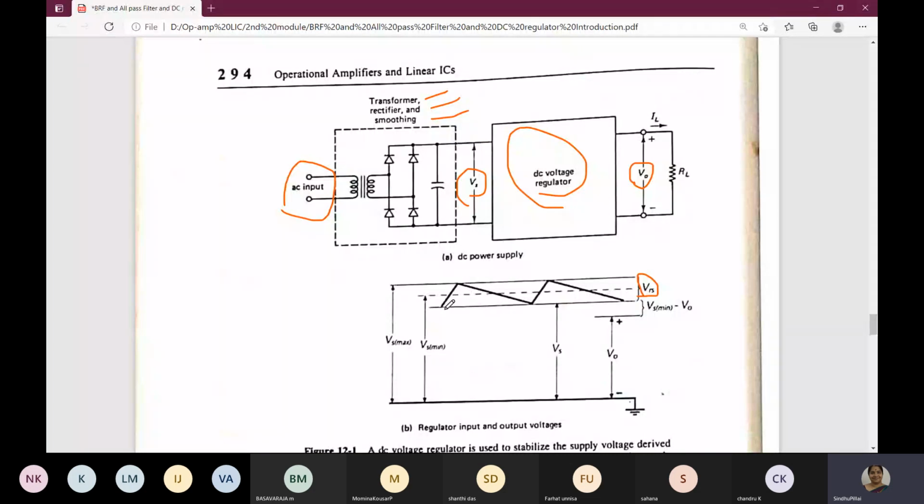See, the ripples are shown here. This is the ripple, also called VRS. These ripples will be between our supply voltage maximum and supply voltage minimum, VS max and VS min. The supply voltage is VS, and the DC voltage V0 will be a little less than VS minimum. That DC voltage is what will be sent to all the appliances wherever it is required.